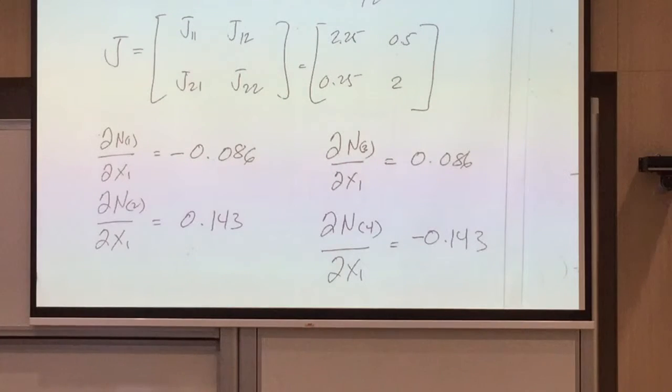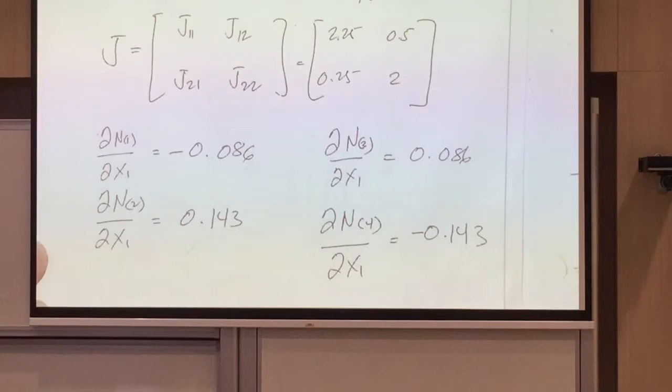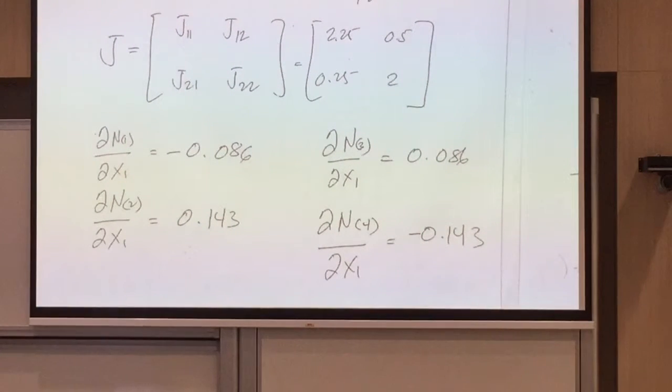Anybody from the back who didn't get this one? 3.9. 9.14. How do you do this? This is the first column. I will modify it.